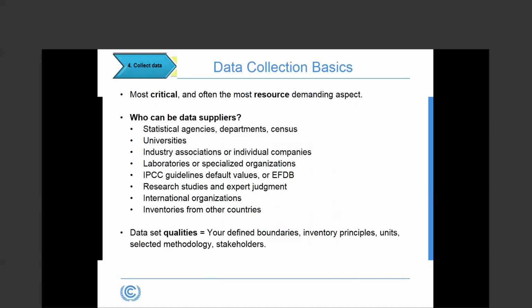For emission factors, we can use, of course, IPCC guidelines with default emission factor values. For country-specific values, we probably should be using research studies and expert judgment. We can also use international organizations and even countries. Also, there is an emission factor database, which is maintained by IPCC, that can be used to obtain emission factors for tricky categories. Next slide, please.